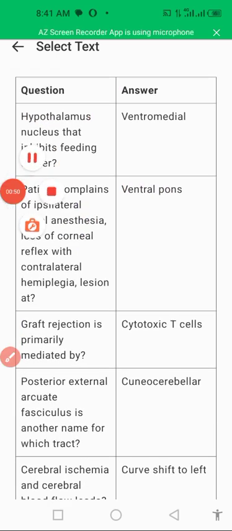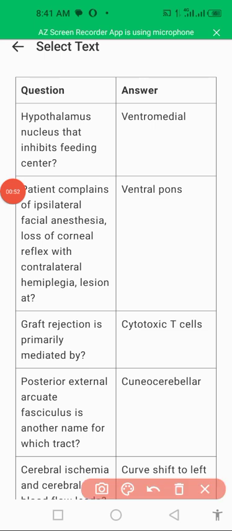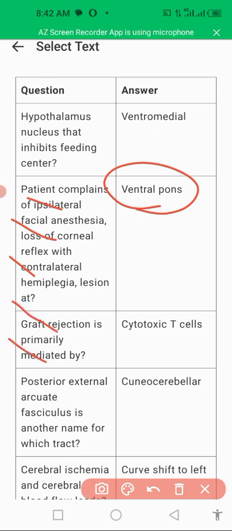And another one is: patient complains of ipsilateral facial anesthesia, loss of corneal reflex, contralateral hemiplegia. Lesion will be present at the ventral pons. Now you can memorize this, that ipsilateral facial anesthesia, loss of corneal reflex and contralateral hemiplegia occur because of a ventral pons lesion. Graft rejection is primarily mediated by cytotoxic T cells.